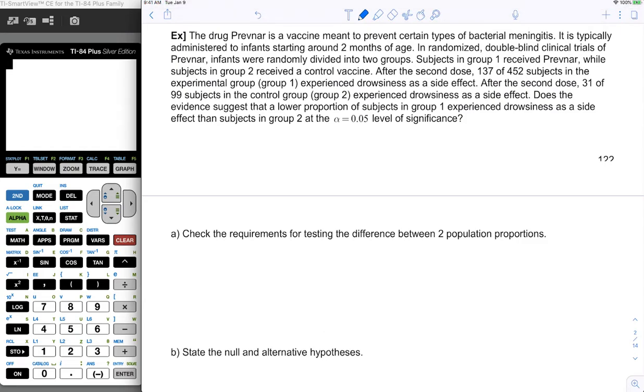In section 11.1, we're comparing two population proportions to each other. In this chapter, instead of just looking at one parameter, we're looking at two and making comparisons. So let's try this example.